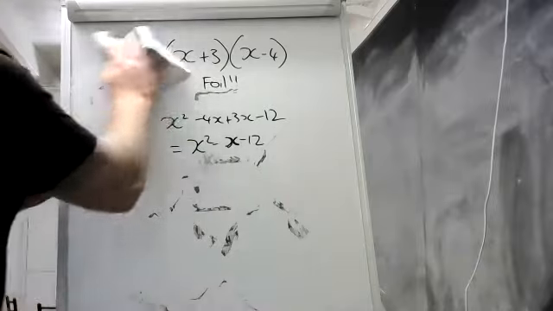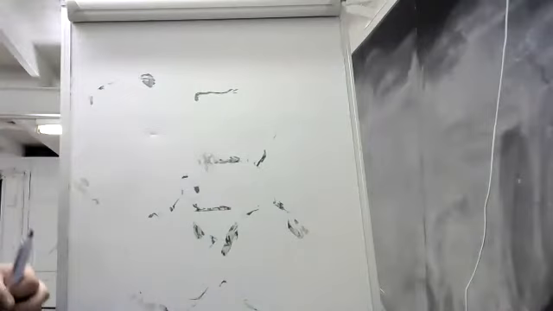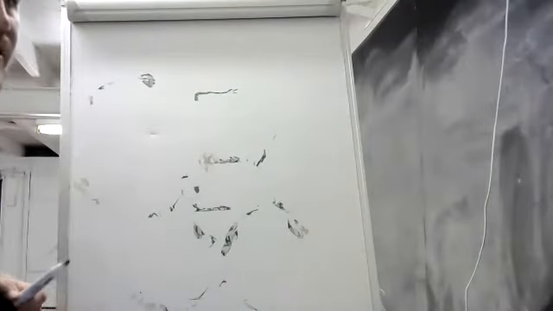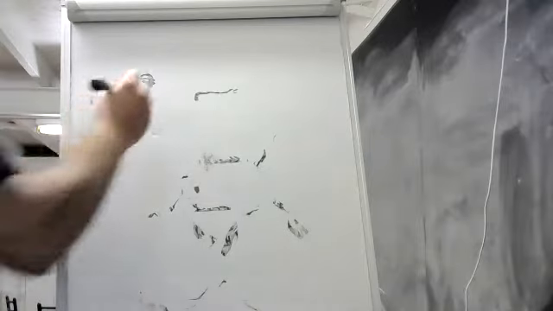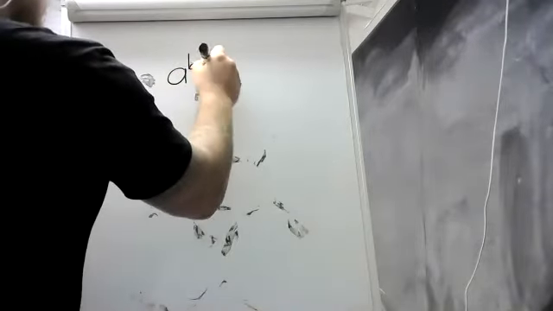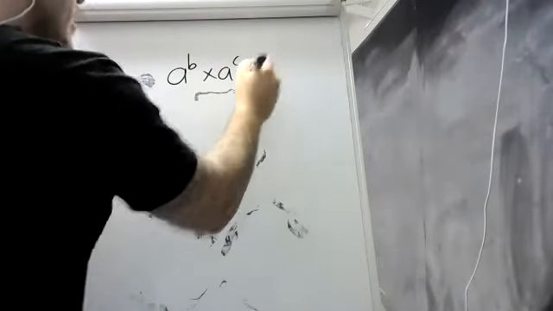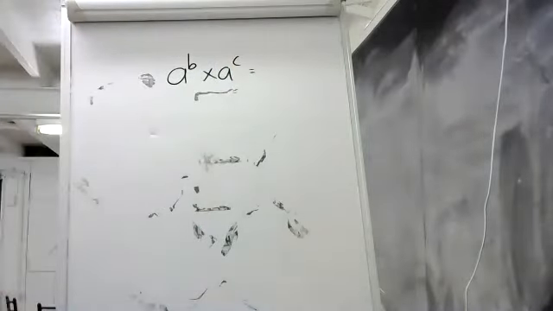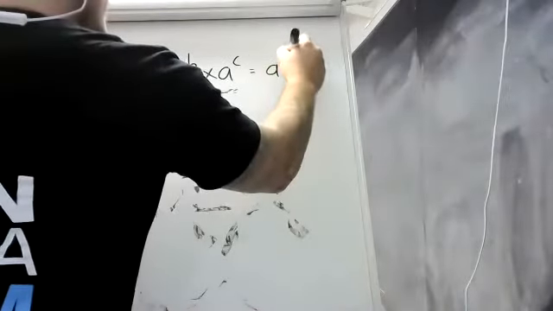Powers and roots is what catches everybody up. So multiplication law. We have a to the power of b times a to the power of c. What do we do to the powers? It's a to the power of b plus c. Perfect.